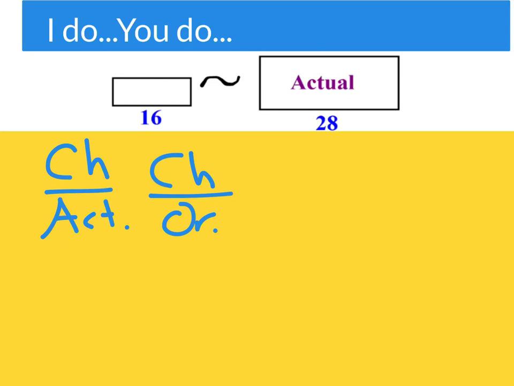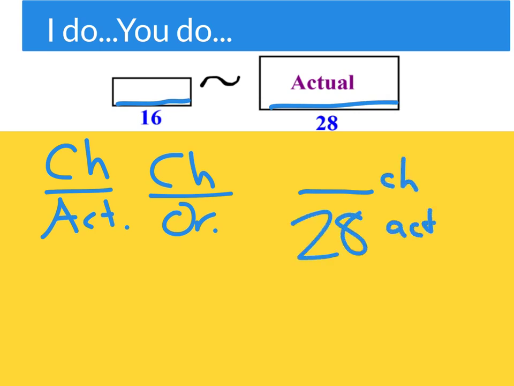I look at it and I've got one of them labeled as the actual. So one way to set up the scale, because that's what they're asking for on this one, is to just write the changed over the actual. So I have corresponding sides, this 16, the 28. The 28 is the actual, so I'm going to use my labels, changed over actual. Actual is 28. It changed into a 16, so this is a shrink.